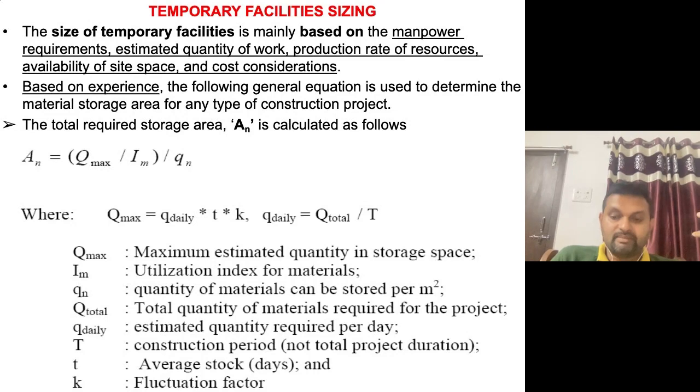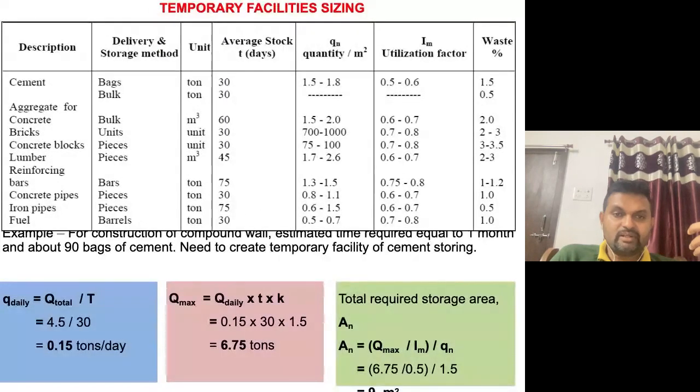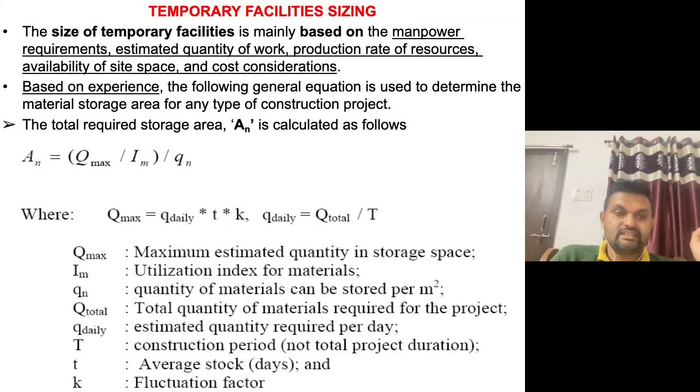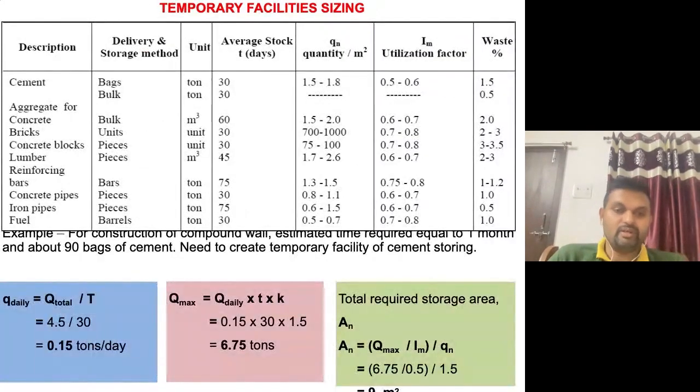It depends on whether there are cement bags or loose cement, or whether there are tiles. So that depends on the QN. QN you can get from the fifth column from the front, beside the average stock days. I can take the value from here and put it in, and I get how much storage area is required. We will take a small example so we are able to understand it. I think there is a slight format problem. Just a bit.